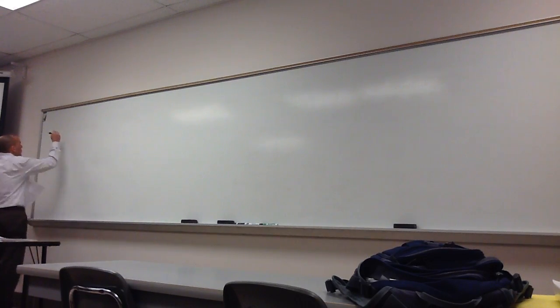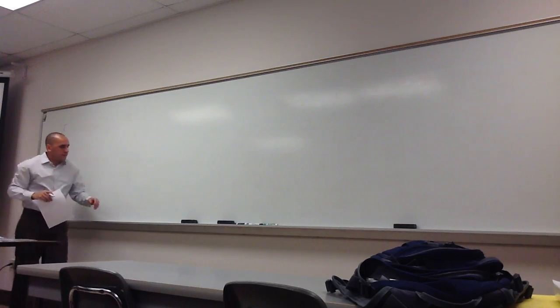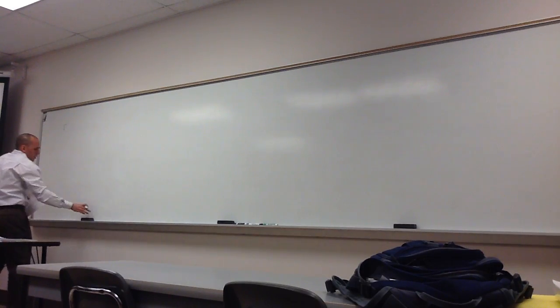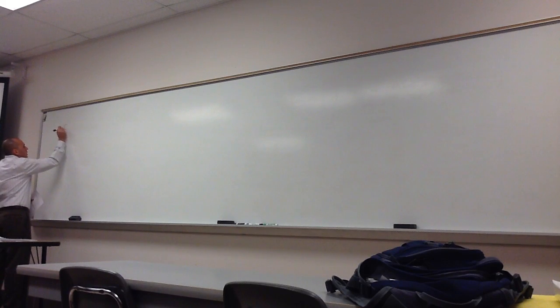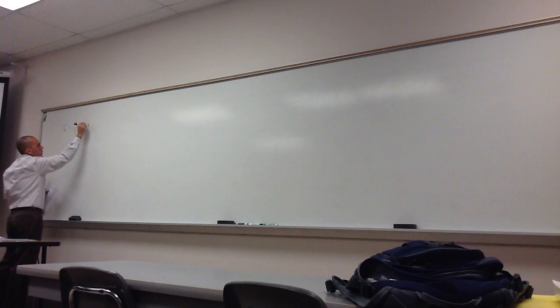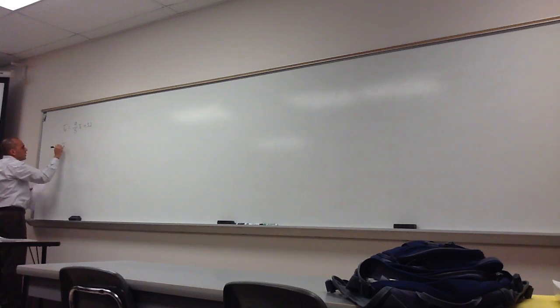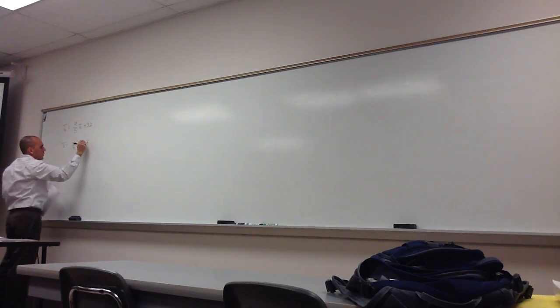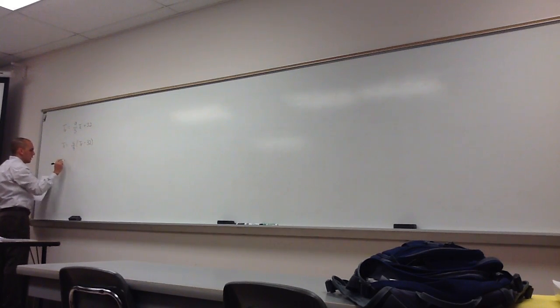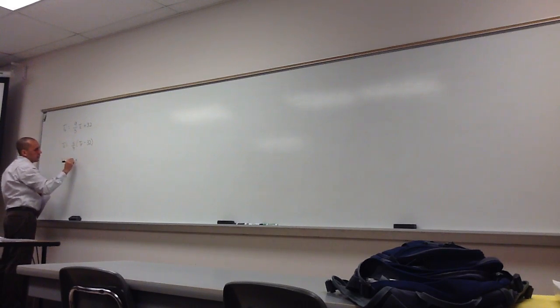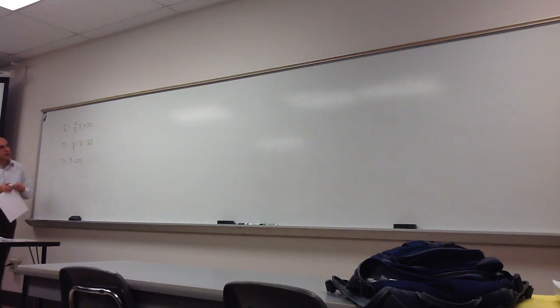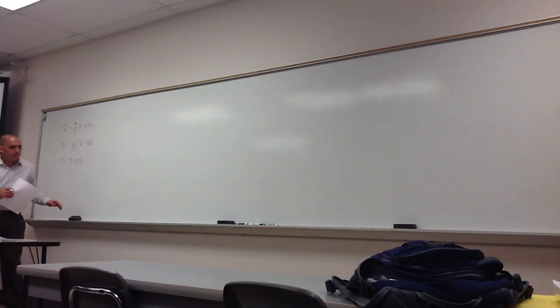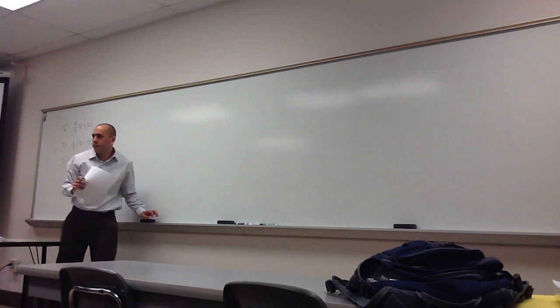Let me just write this down for us. TF is equal to 9/5 TC plus 32. TC is equal to 5/9 (TF minus 32). And T is equal to TC plus 273. This is temperature on the Kelvin scale, the absolute scale here. Some of you used these before?